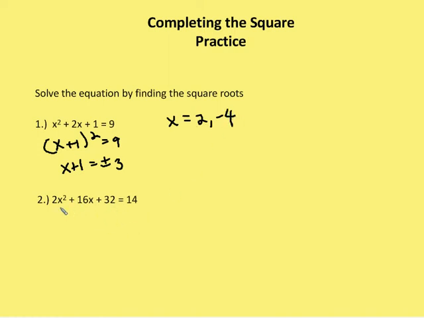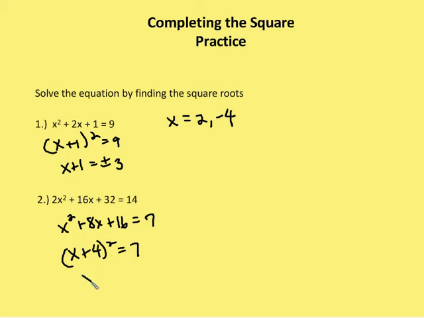All right, second equation, 2x squared plus 16x plus 32 is equal to 14. Okay, now I want to divide both sides by 2. So I end up with x squared plus 8x plus 16 is equal to 7. Well, I can see that the left-hand side of the equation is already a perfect square trinomial, which factors to x plus 4 squared is equal to 7.